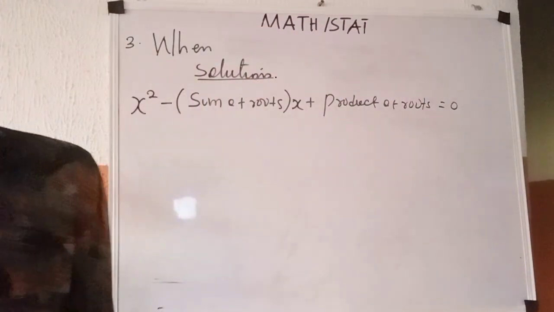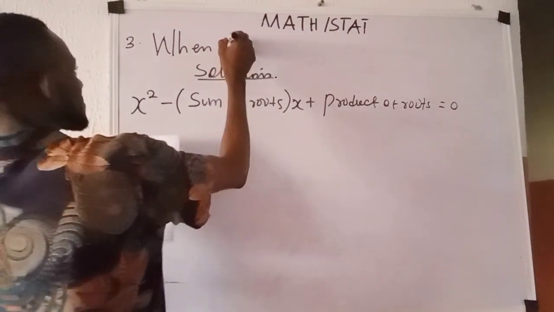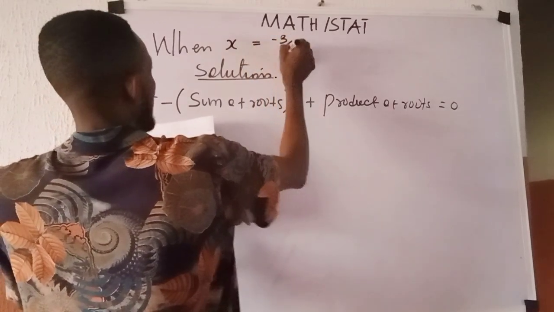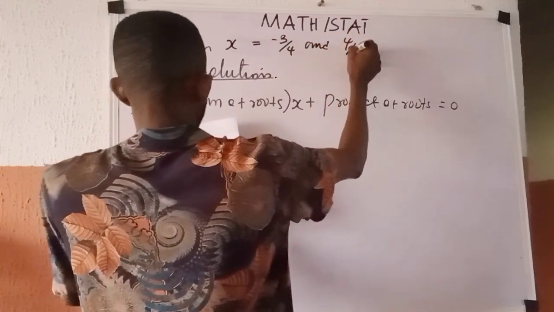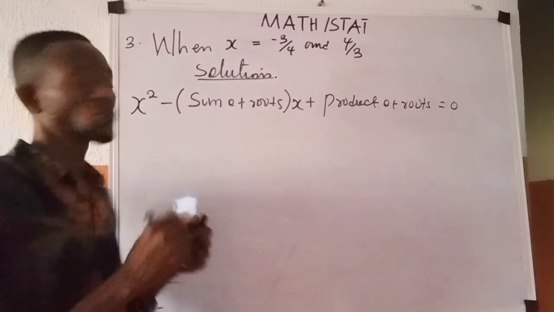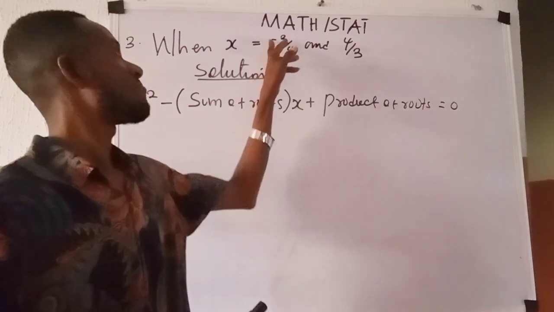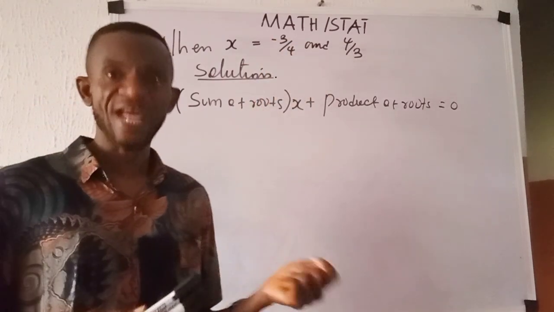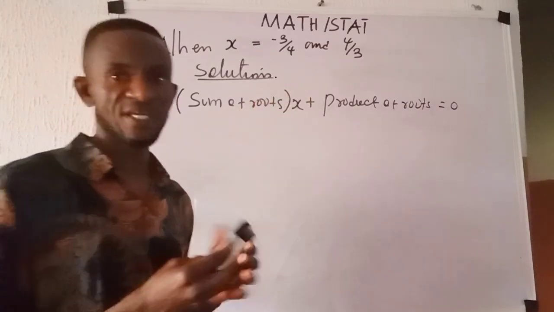That question says, and I write: when x equals minus 3 over 4 and 4 over 3. So we are to look at a situation where the roots of the quadratic equation are minus 3 over 4 and 4 over 3, and generate that equation. We are still going to use the same principle we have on the board.